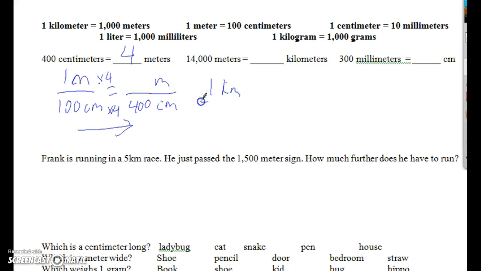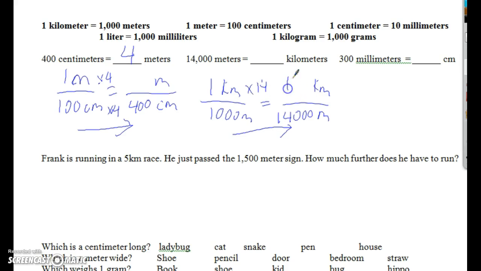1 kilometer equals 1,000 meters again. Kilometers on top, meters on the bottom. This time I got 14,000 on the bottom. What did I do with the 1 to get it to be 14,000? Times 14. So 1 times 14 is just going to equal 14 kilometers.